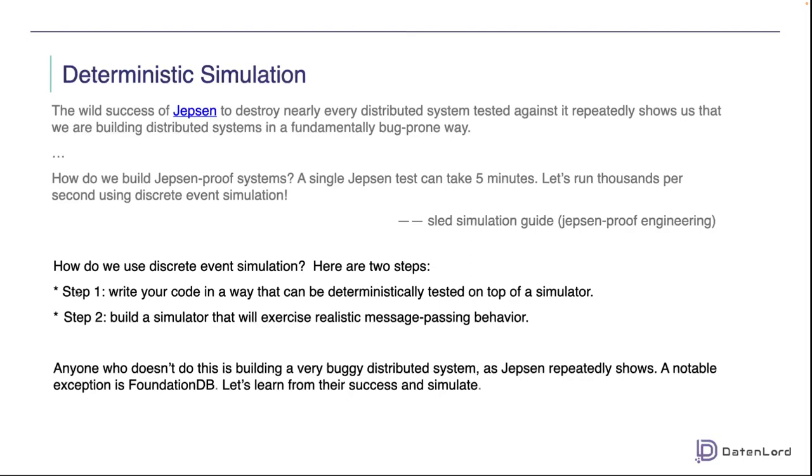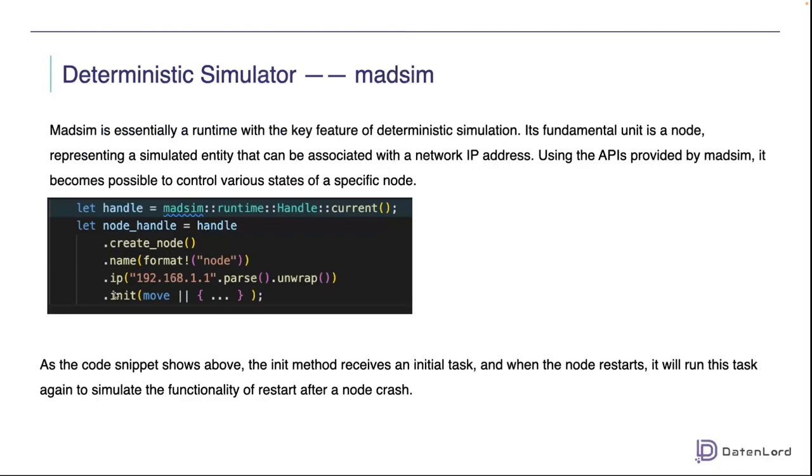Step one is to write your code in a way that you can deterministically test it on top of a simulator. Step two is to build a simulator that will exercise realistic message passing behavior. Anyone who doesn't do this is building very buggy distributed systems, as Jepsen rapidly showed. A notable exception is FoundationDB. Let's learn from their success and simulator.